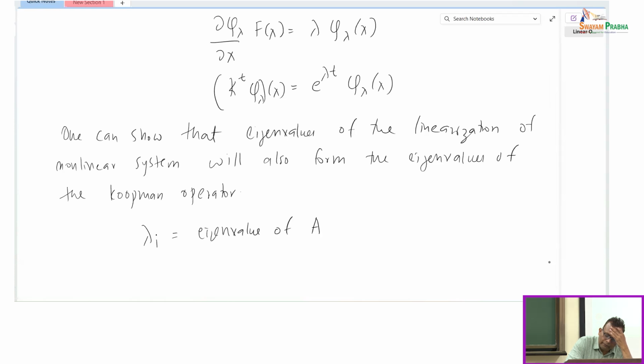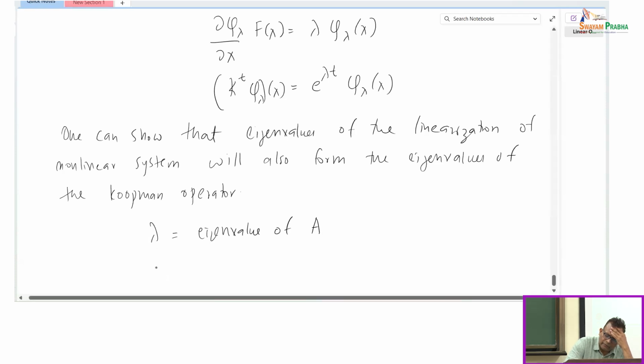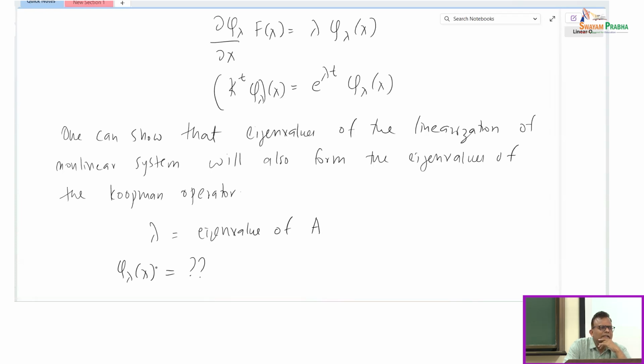Eigenvalue of A. I just use lambda instead of i, because whatever I do will apply to all the eigenvalues. Lambda is the eigenvalue of A. Now, what will be the phi lambda of x? That is the corresponding eigenfunction with this eigenvalue.